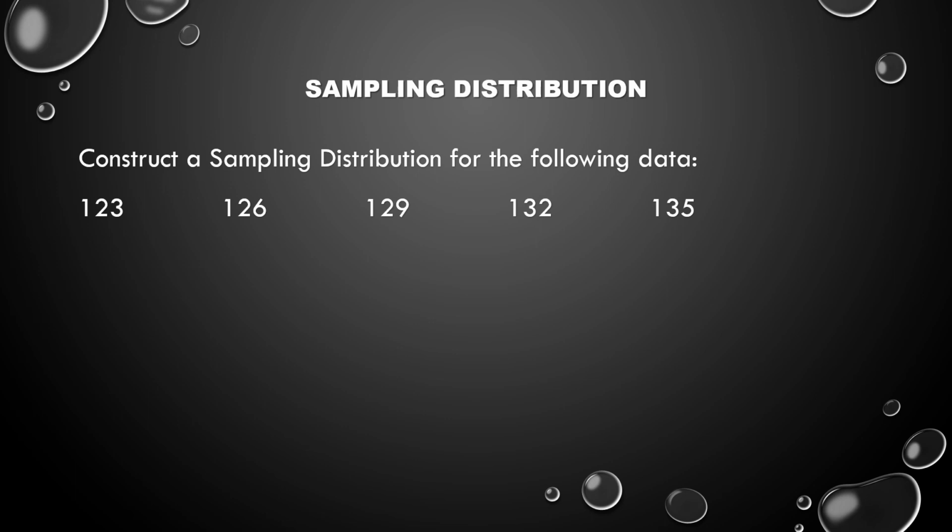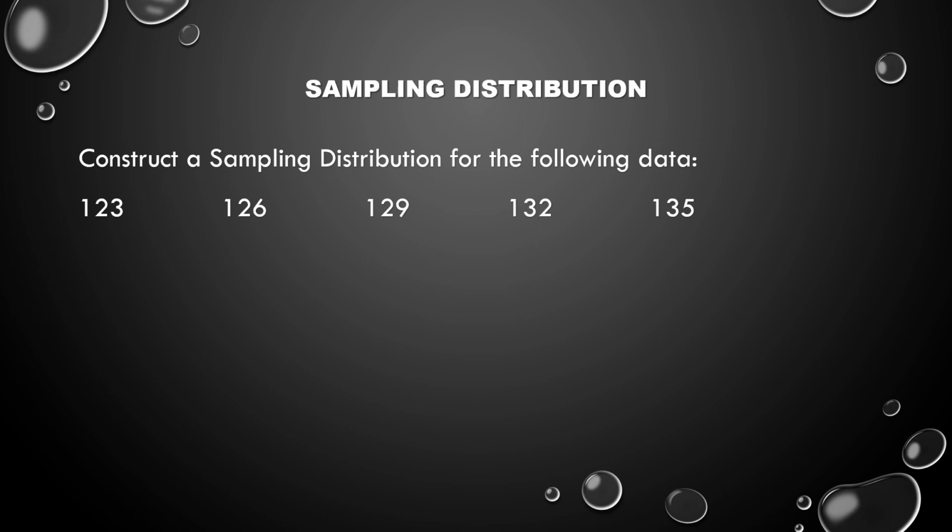So we have 123, 126, 129, 132, and 135. Suppose this is our population and we want to select randomly. Let's say, for example, let's start with our sample size as 4. Now, for the sample size as 4, our n there will be equal to 4.